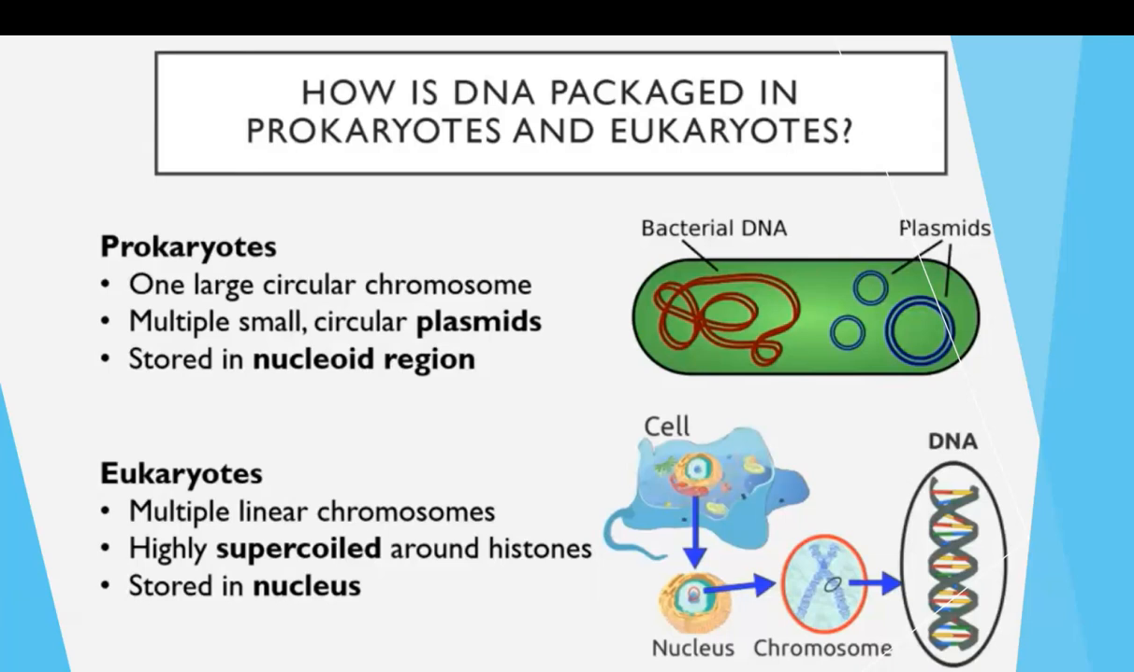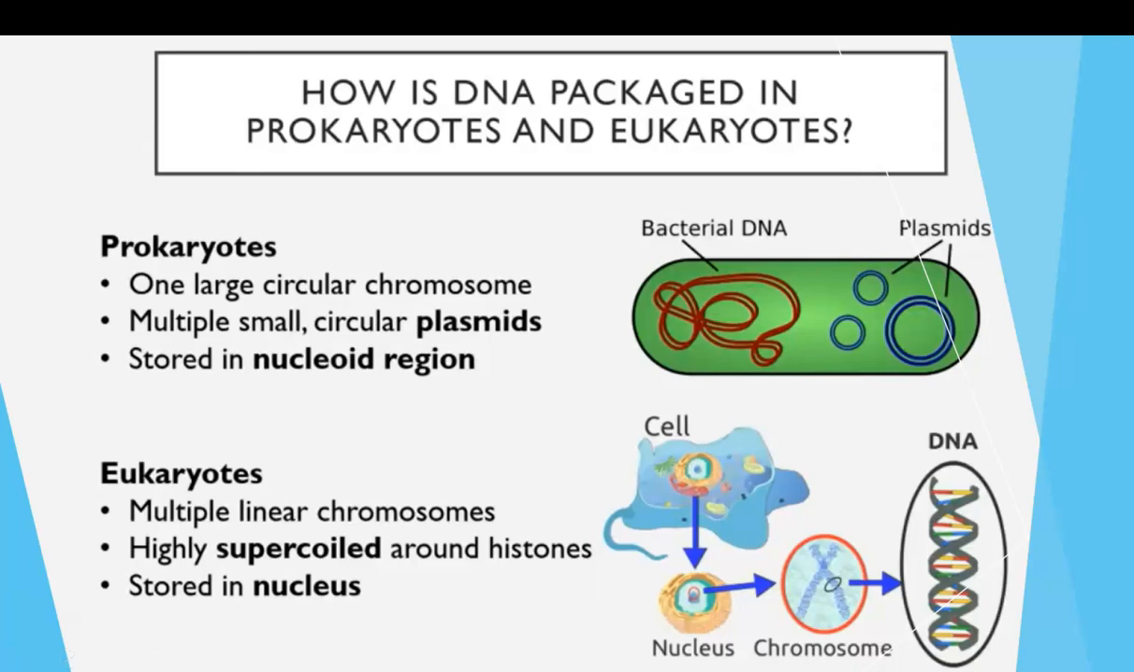Let's talk about some of the differences in the DNA structure of prokaryotic and eukaryotic cells. Prokaryotes usually have one large circular chromosome. So they usually have 1 or 2 chromosomes, for example in bacteria, and their chromosome is circular. You can see it in this picture. This is the chromosomal DNA that they have.